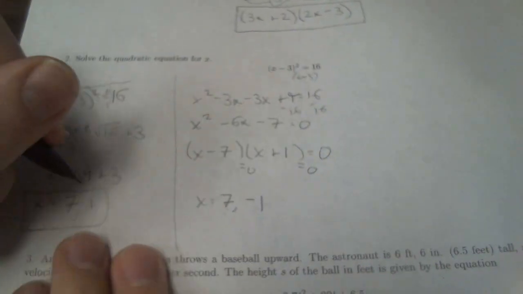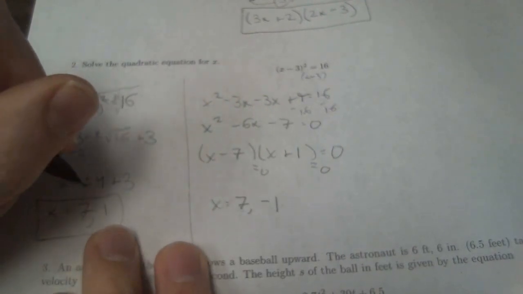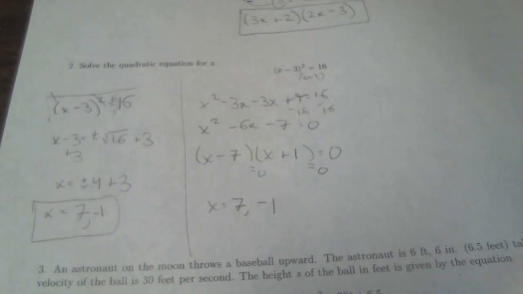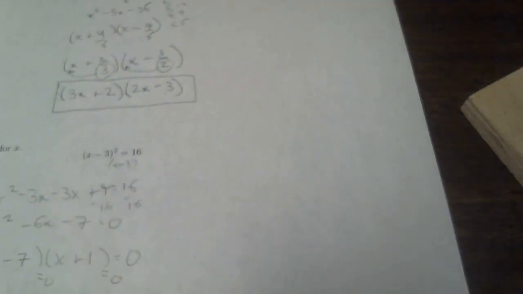Which, looking at this, I think I made an addition error back here. So you have negative 4 plus 3 should be negative 1. All right.